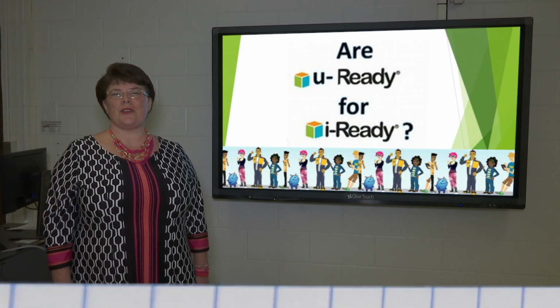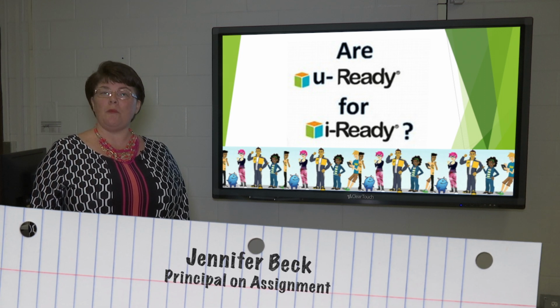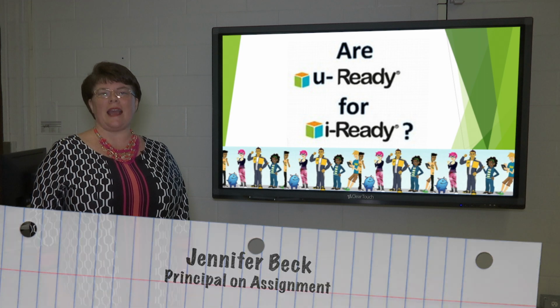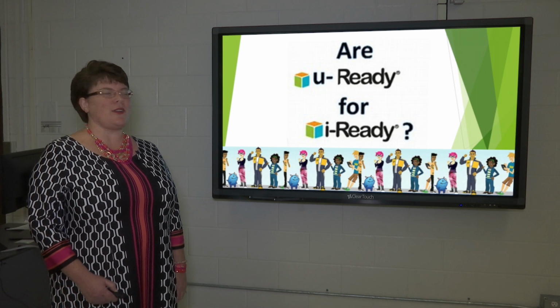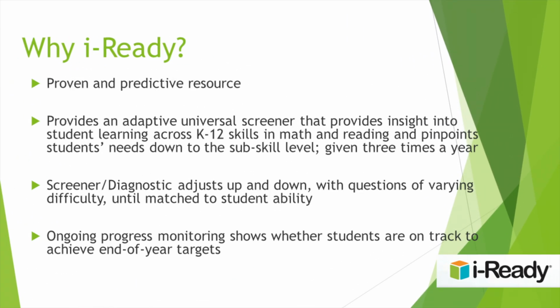This year, we are turning to a new resource for our universal screener. For the last number of years, we have utilized Ames Web, but this year we're turning to iReady. Why iReady? iReady is a proven and predictive resource. This universal screener can be utilized in grades K through 12 to really pinpoint and narrow down the sub-skill level that our students are at. This assessment can be utilized for both reading and math.